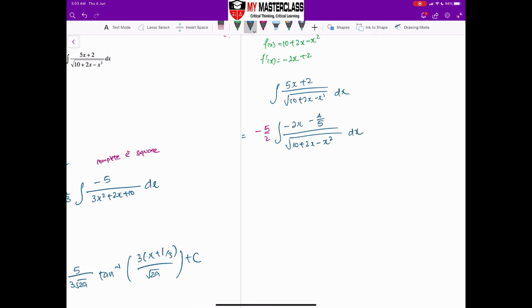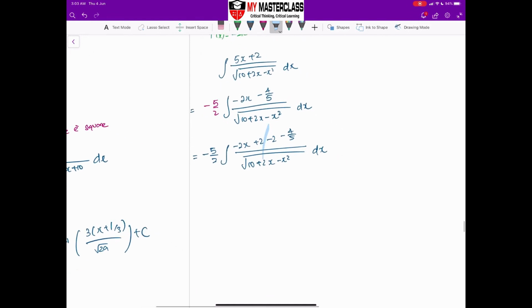Same thing, once I get my minus 2x, I need a plus 2. So we're just going to do the same method as just now. Minus 2x, I need a plus 2, so I'm going to just quickly minus 2 away. Root 10 plus 2x minus x squared. From here you should learn how to split the numerator. So a quick guide will be just splitting out the numerator like that. If not, I'm going to leave the working steps to you as well. I'm just going to give you the final answer here.